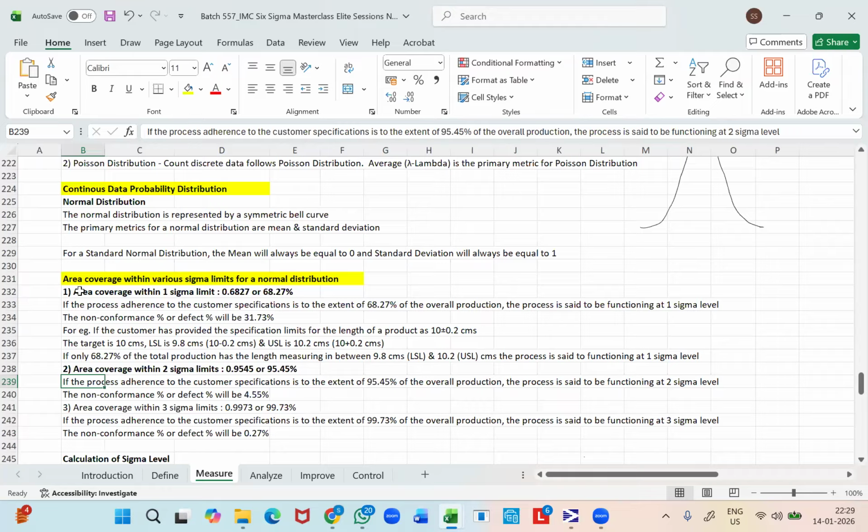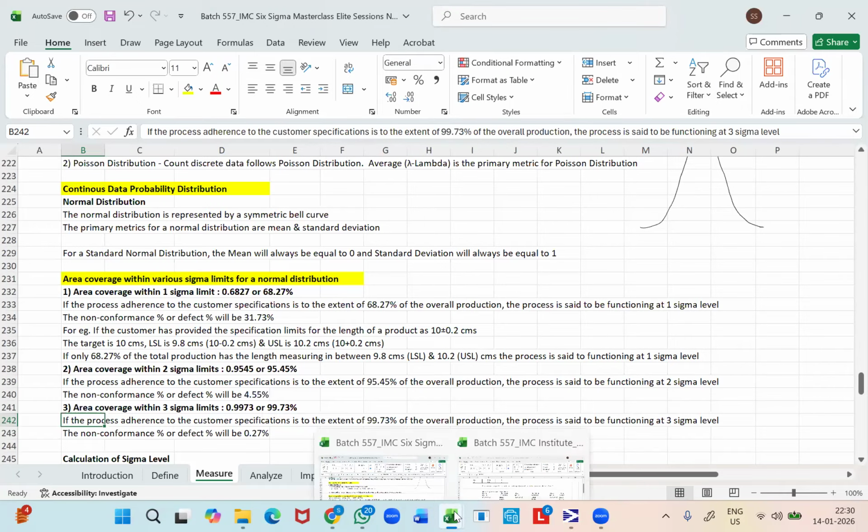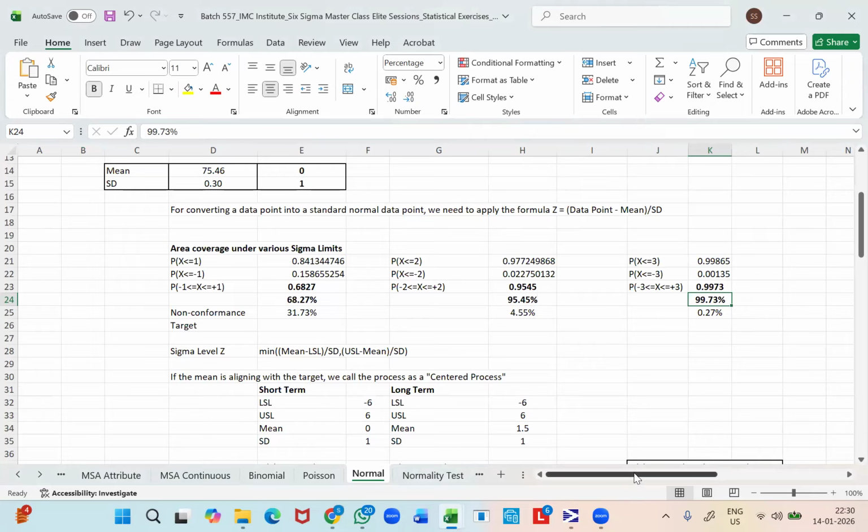So the non-conformance percentage will be 4.55%. Similarly, area coverage within 3 sigma limits will be 0.9973 or 99.73% if the process adherence to the customer specification is to the extent of 99.73% of the overall production. The process is said to be functioning at 3 sigma level. So at 3 sigma level, the non-conformance or the defect percentage will be 0.27%, right?